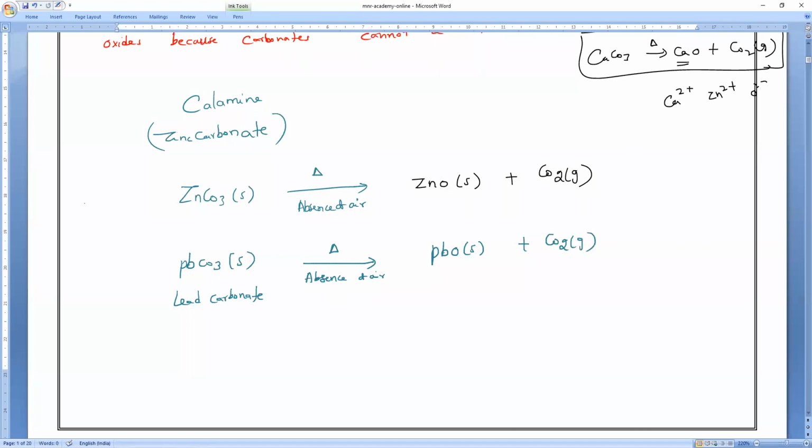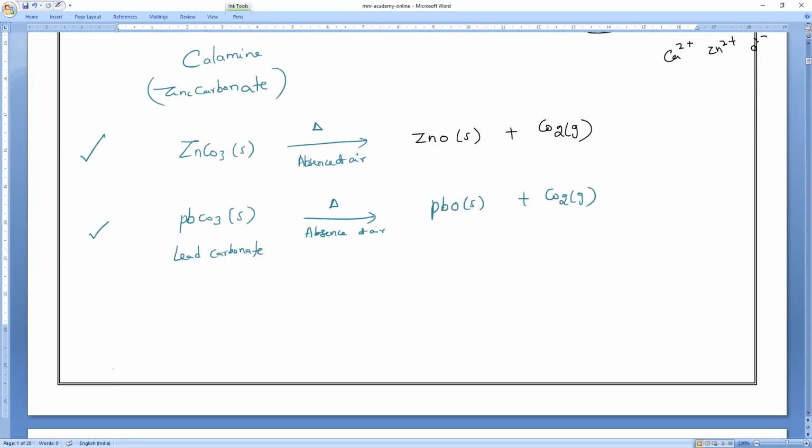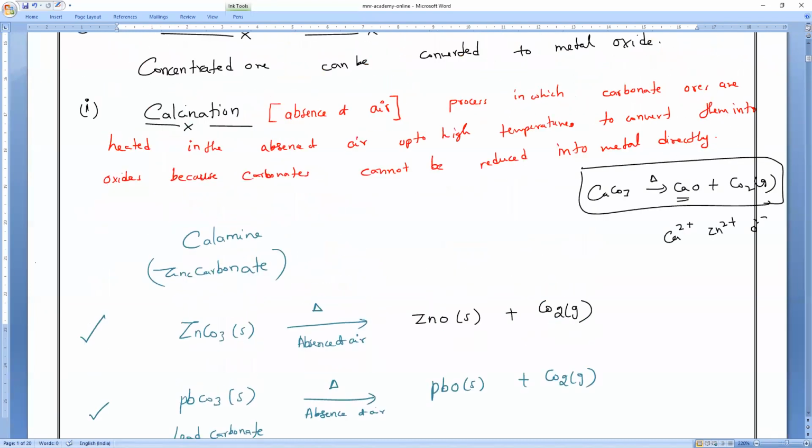So please write it. What is calcination? Heating to a high temperature to convert carbonate into oxides in the absence of air. That is what we call the calcination process. The most important one. Please make it.